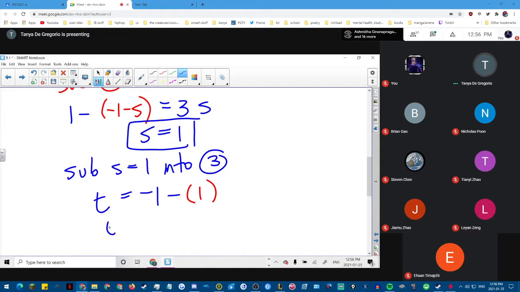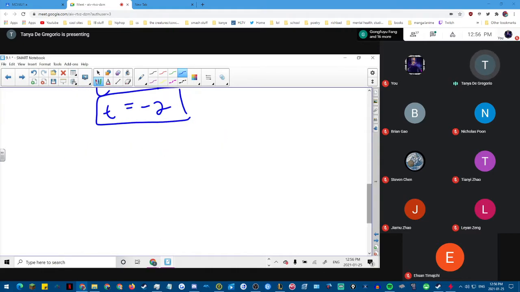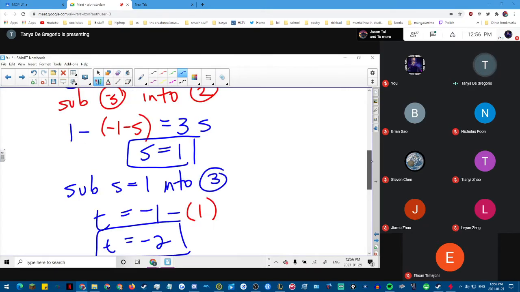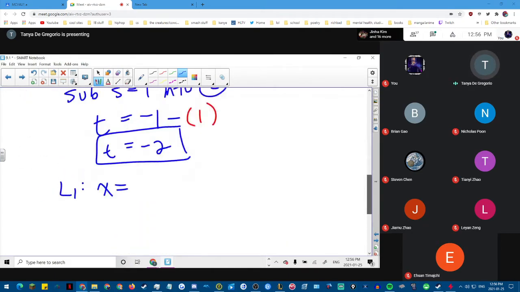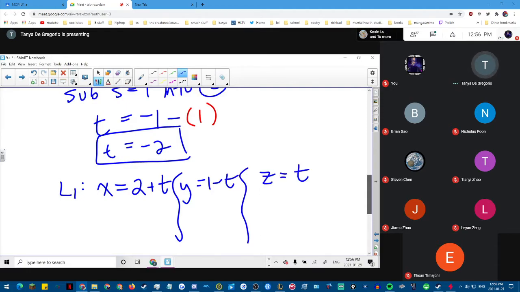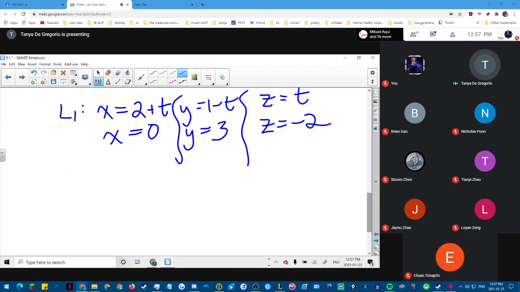And we see that t is equal to -2. So I have an s and I have a t, and so now we just sub back into the parametrics of both lines. So we have 2 plus t, 1 minus t, and t. Subbing in -2, we've got the point 0, 3, -2.